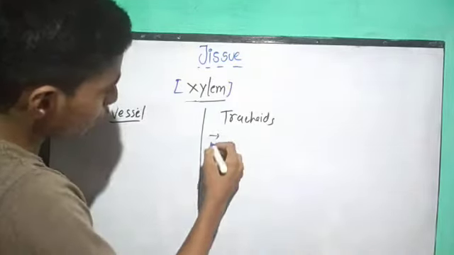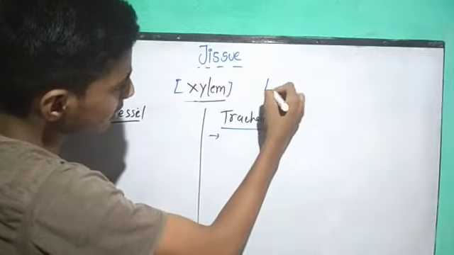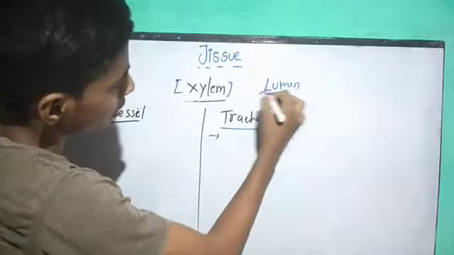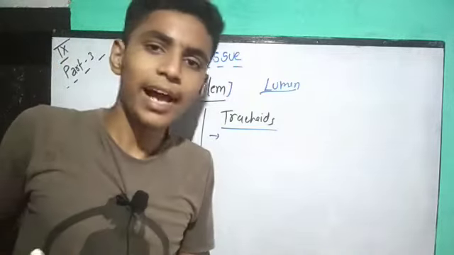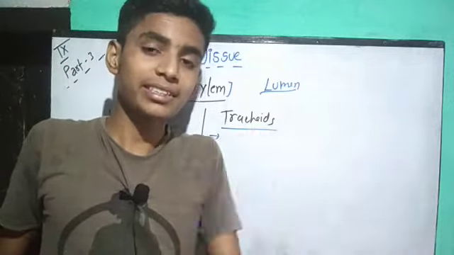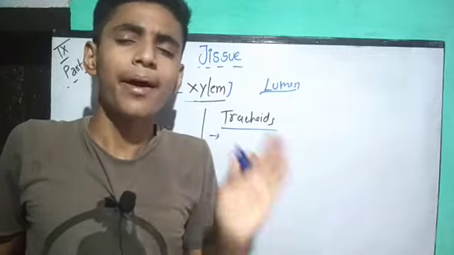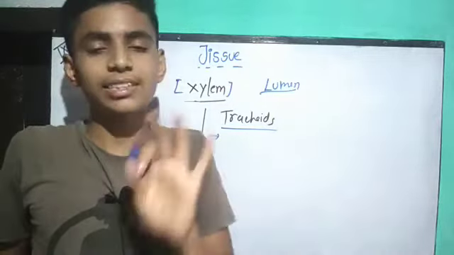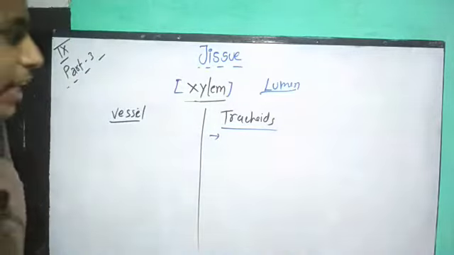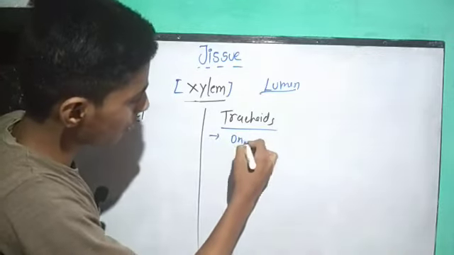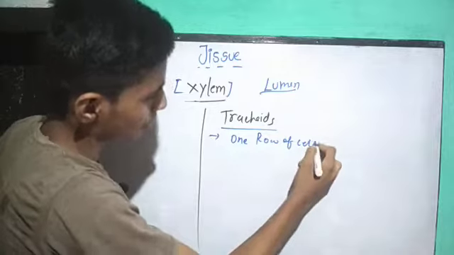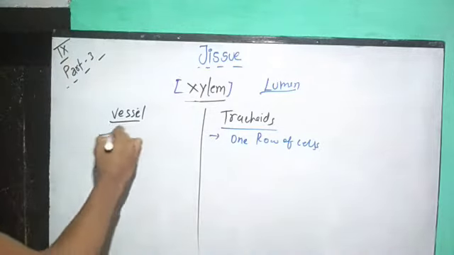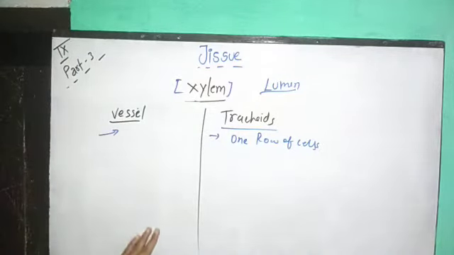Here when we go through tracheids, there we see another term which is lumen. Do you know what this lumen is? I am going to explain lumen first. Lumen is nothing but the cell cavity, the space inside the cells. I told you that tracheids contain only one row of cells, but in case of vessels, more rows of cells are available.